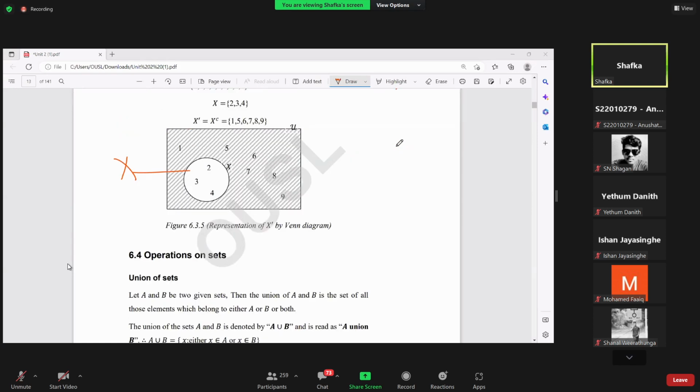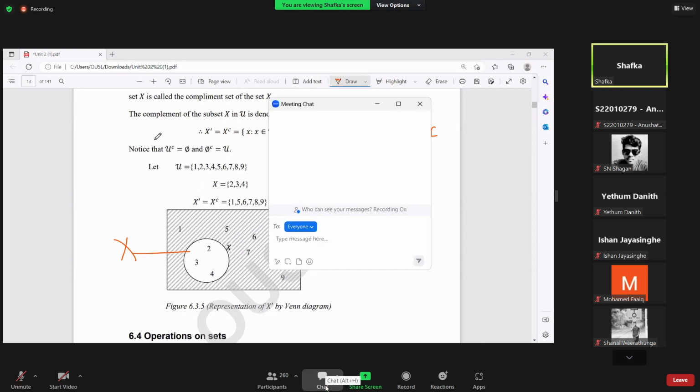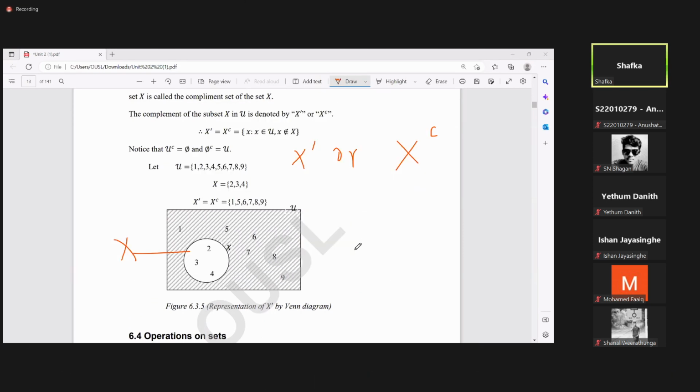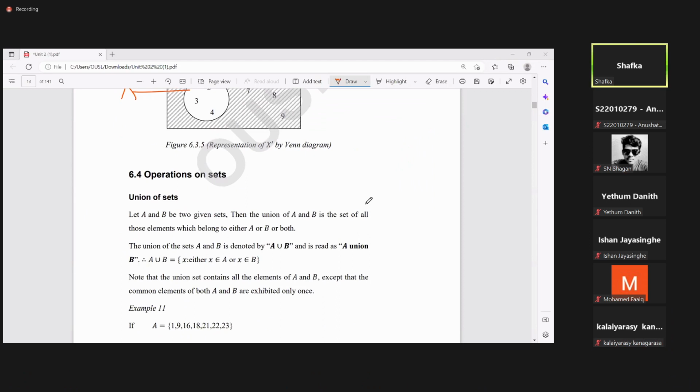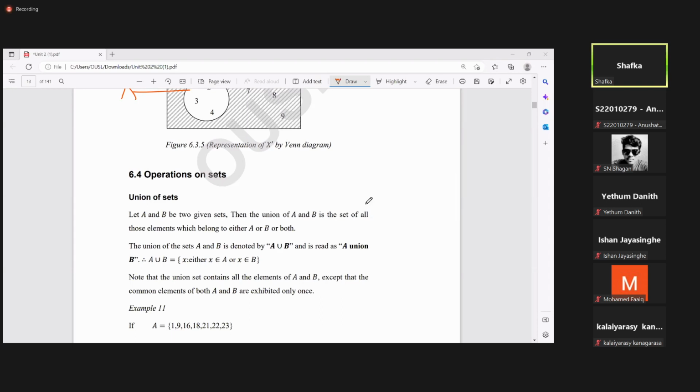Then we'll move to the operations on sets. Is that clear up to now? Yes, ma'am. Then let's move to the operations on sets. There are a few operations on sets. If you understand the concepts in the previous topics, you can easily identify the elements after using these operations. There are union, intersection, difference, and likewise complement. What is the union of sets?